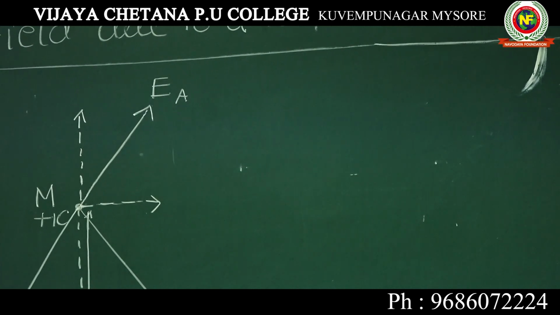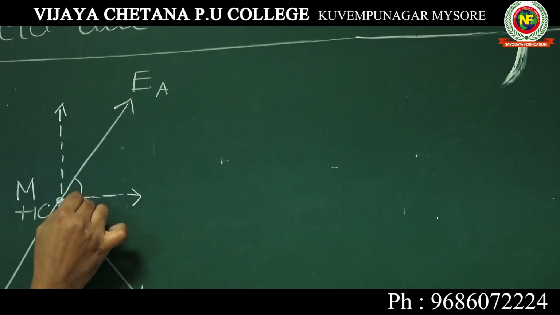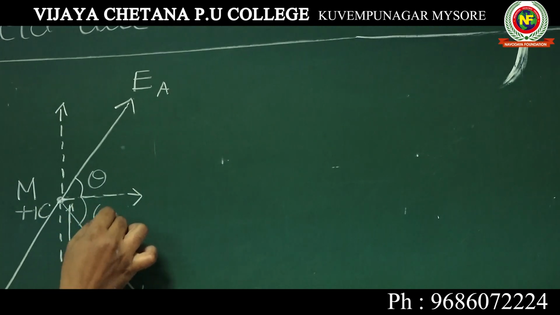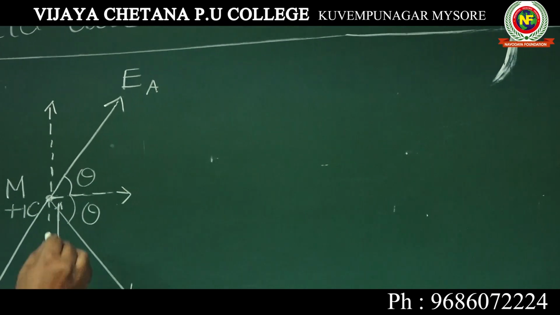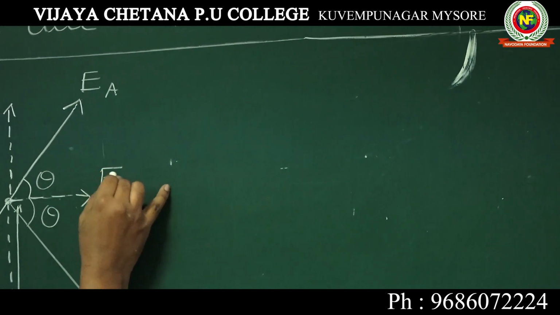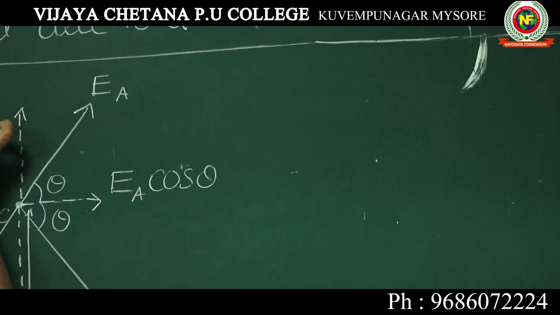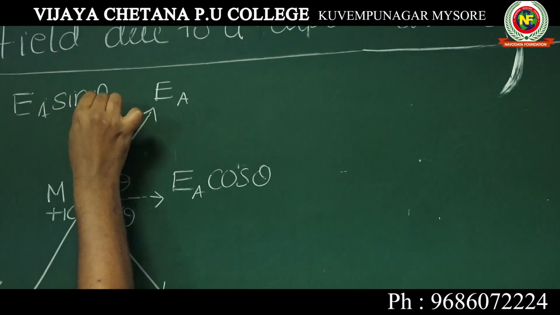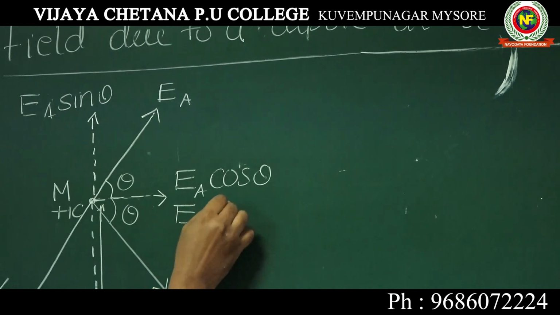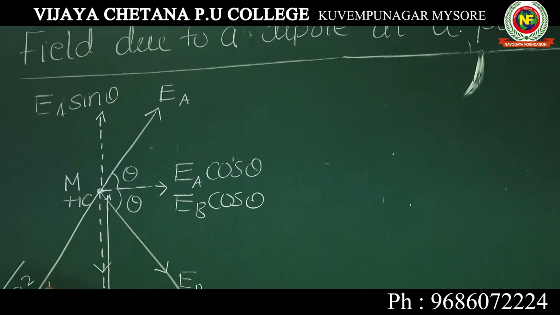Since it is an isosceles triangle, this must also be theta. If this is theta, the corresponding angle should be theta, and the alternate angle should also be theta. Now, the side adjacent to the angle always takes the cosine component. This becomes EA cos theta and this becomes EA sin theta. Isn't it? Similarly, for EB, it is EB cos theta, and for the other side, it is EB sin theta.